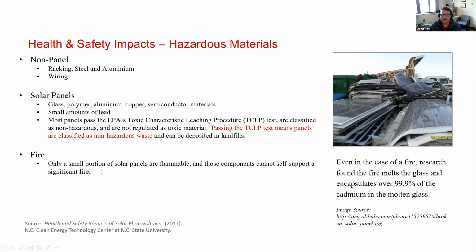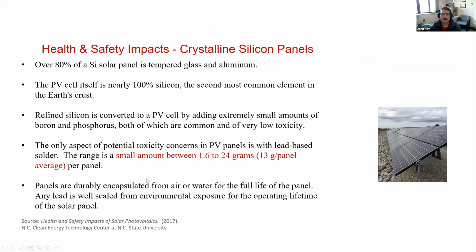Of all of the things I listed, I didn't list very many things that were flammable, and that does reduce the risk of fire. Probably the small amount of plastic covering the wires is one of the only flammable pieces of these systems. So they don't have a lot of fire risk because there's not a lot of flammable components. The crystalline silicon panels are the most common silicon panel that's out there. Again, mostly tempered glass, aluminum, and a little bit of lead.